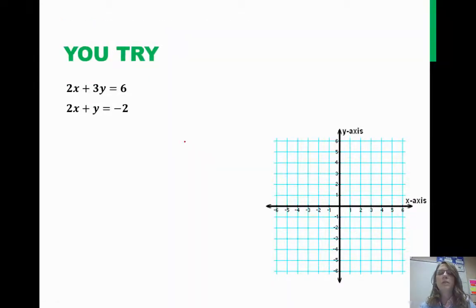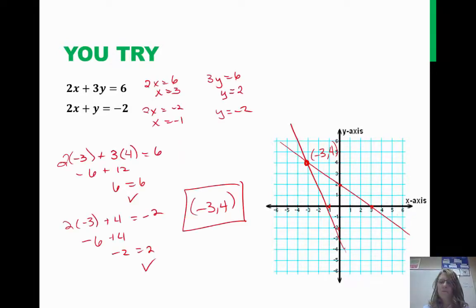Now I want you to pause the video and try this one on your own and come back and check your work. Okay, so on this one, we found that -3, 4 is the solution to our set. And we checked it, and it worked for both equations, so that is the solution where it's the point of intersection between the two lines.